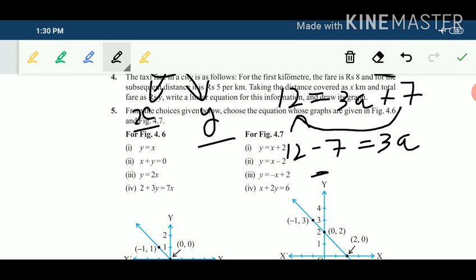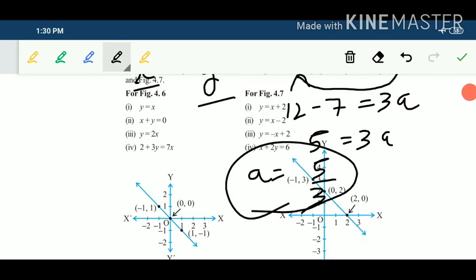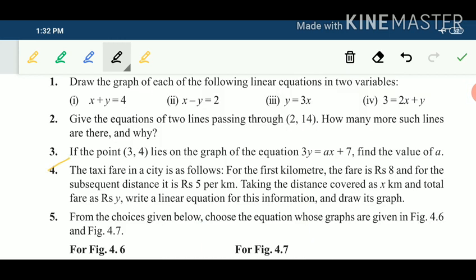So 5 is equal to 3a. The value of a is 5 over 3, that is our answer. Question number 4. The taxi fare in a city is as follows.